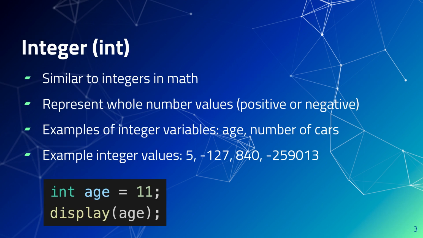So the integer is basically like an integer in math. Integers in Java store whole number values. So for example, if you wanted to store someone's age in your program, you would use an integer variable, which you could reference later on. So you could have 10 or -10 or any number without a decimal as a value for your integer variable.